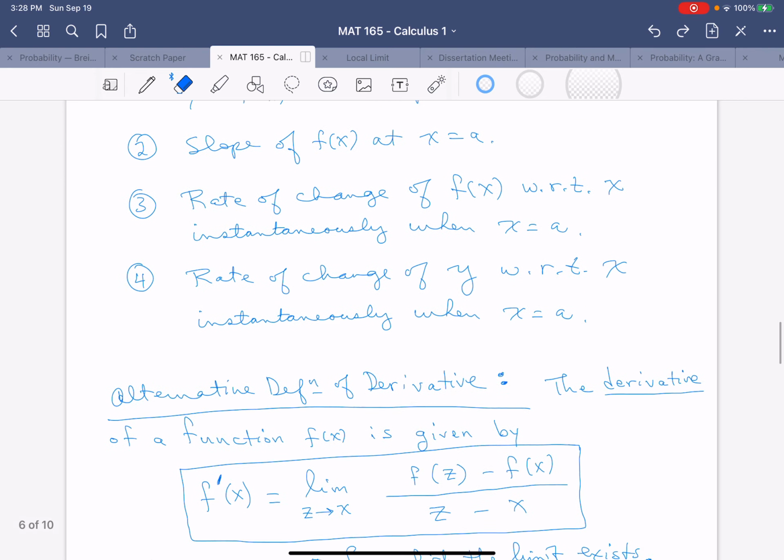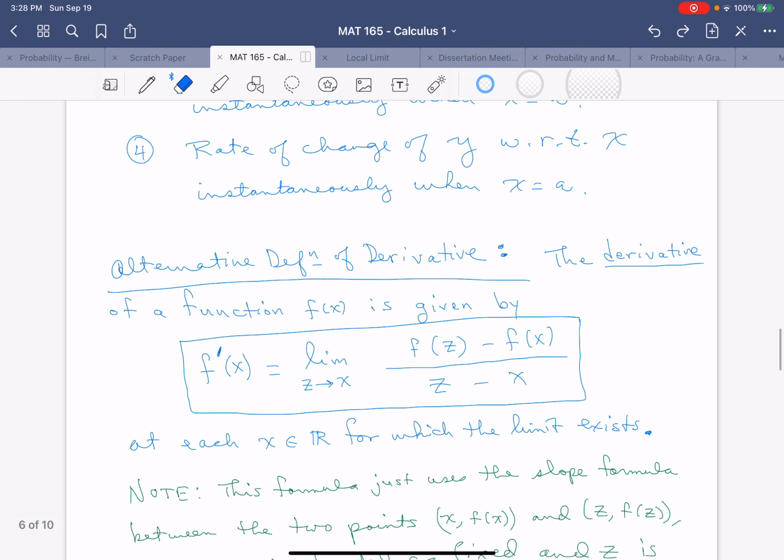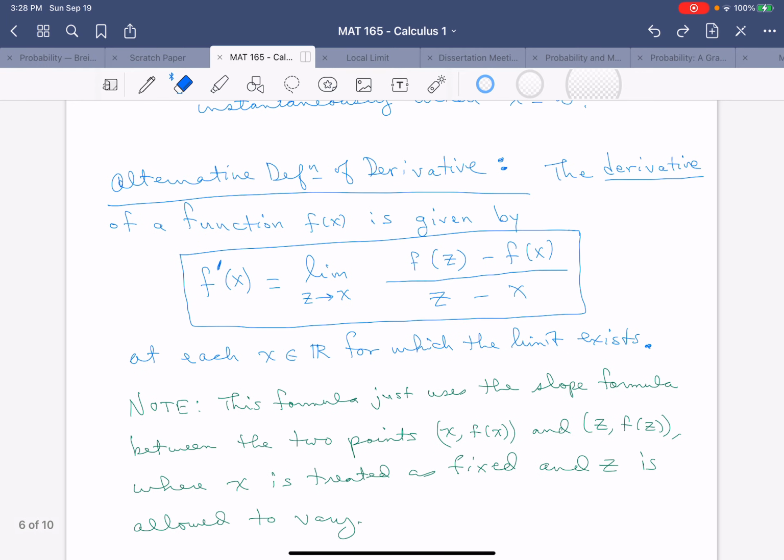All right, so now let's look at an alternative definition of the derivative. It's basically the same language here: the derivative of a function at every x value for which this limit exists, but now we're looking at a limit that's just a little bit different.